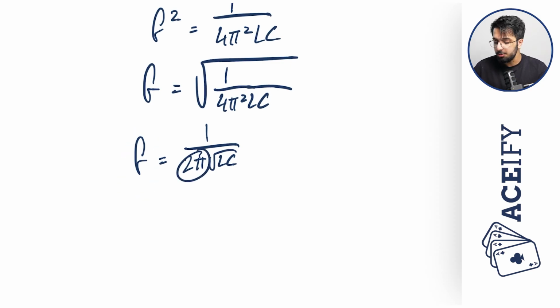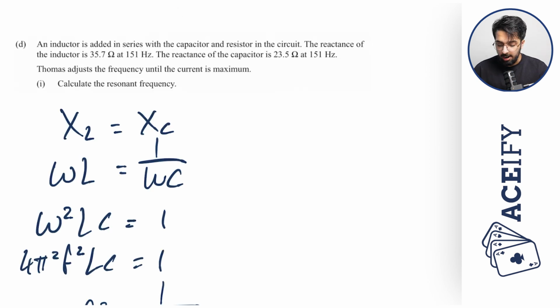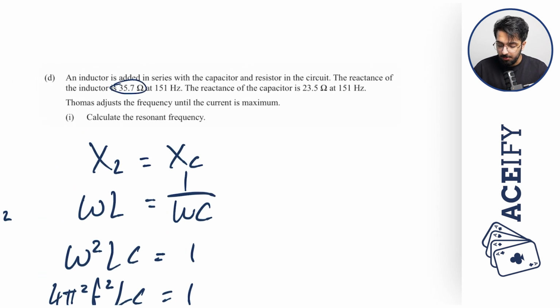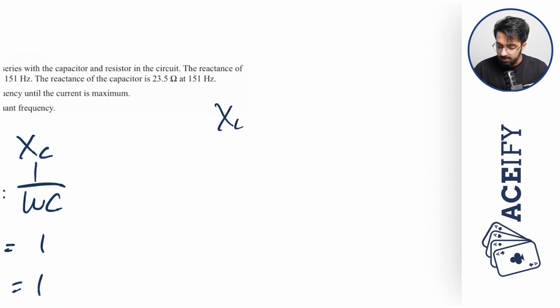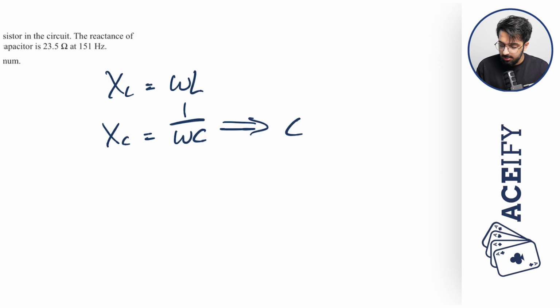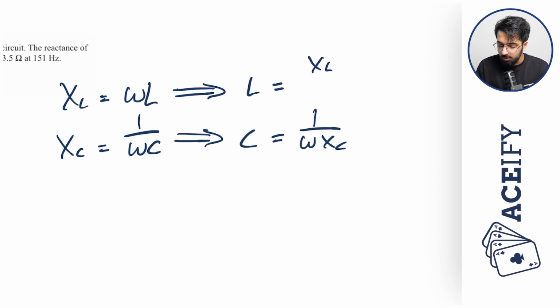We obviously know what 2 pi is because that's just a number. But what we don't know is the capacitance and our inductance, so we need to figure that out. However, we are given the reactance of our inductor and the frequency, and the reactance of our capacitor and the frequency. Because we know that XL is equal to omega L and XC is equal to 1 all over omega C, our capacitance is equal to 1 all over omega times XC, and our inductance is equal to XL all over omega.